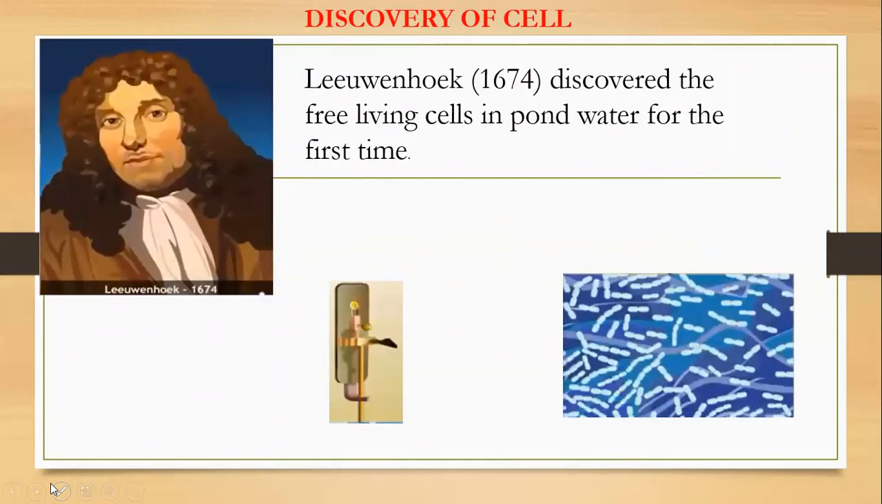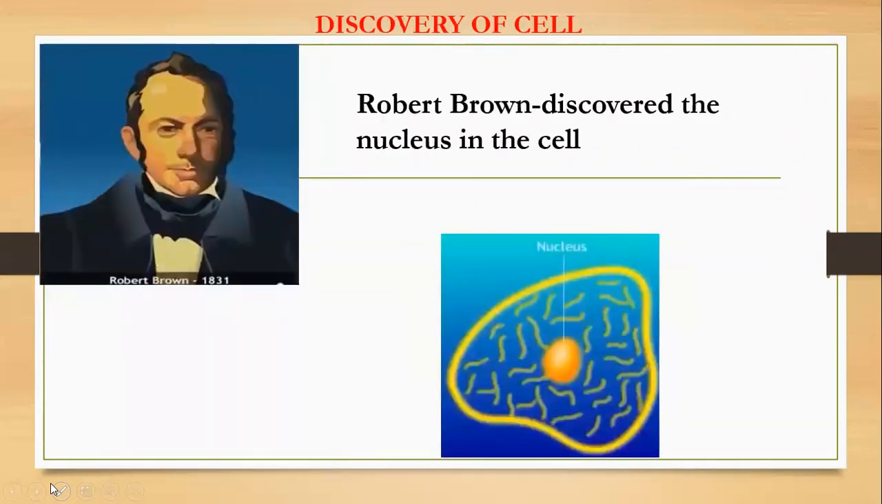Leeuwenhoek in 1674 discovered the free living cells in pond water for the first time. Who discovered free living cells in the pond water for the first time? Leeuwenhoek, a Dutch microscopist. He made an improved microscope, and using this microscope, he discovered the free living cells in pond water for the first time.